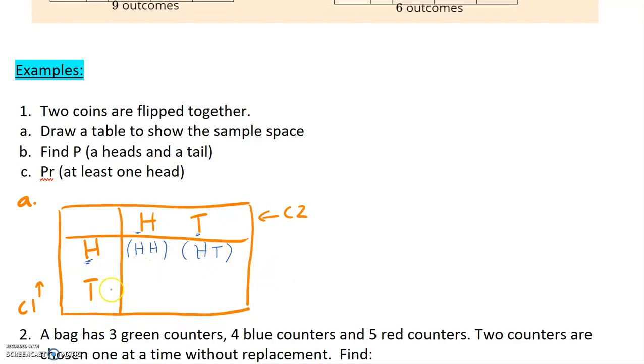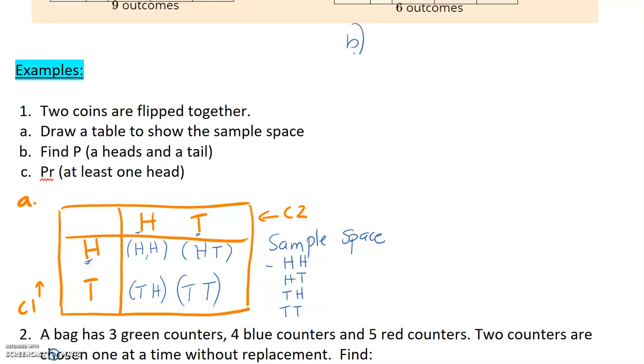Now, you can also get a tails on your first coin and a heads on your second coin, or a tails on your first coin and a tails on your second coin. Sometimes these are written with a comma as well, and that's okay. So therefore, our sample space is basically all of these outcomes: heads, heads; heads, tails; tails, heads; tails, tails. That's our sample space.